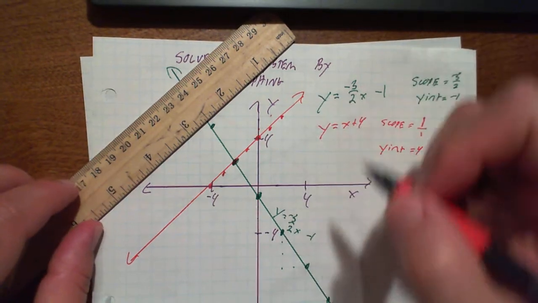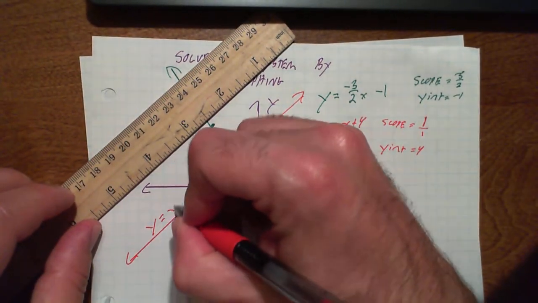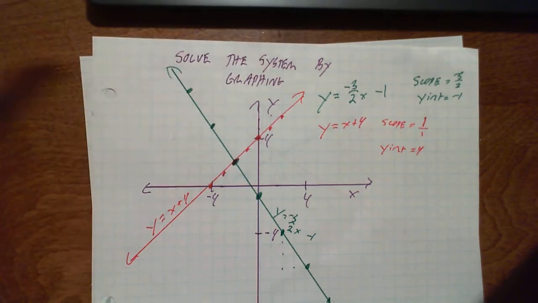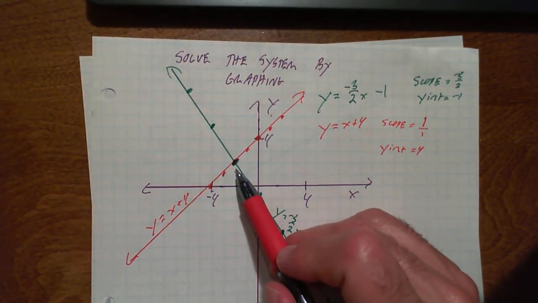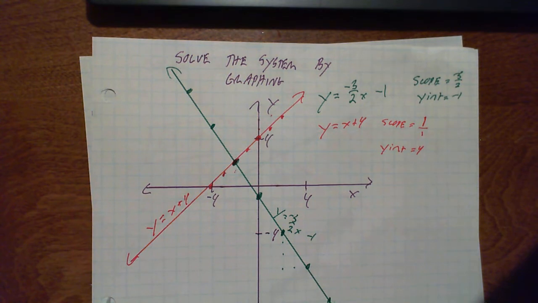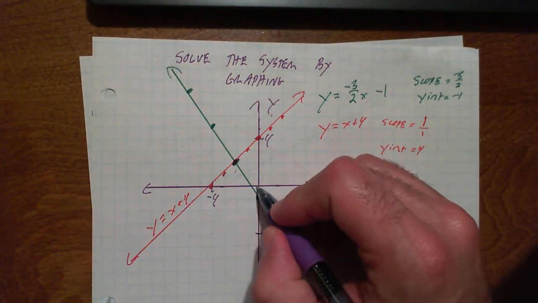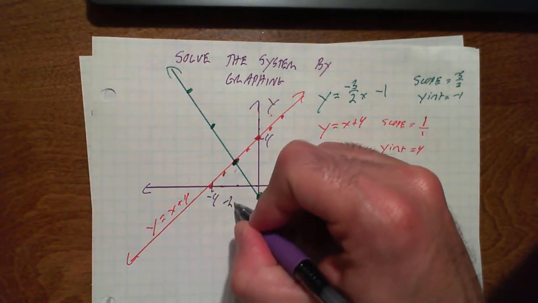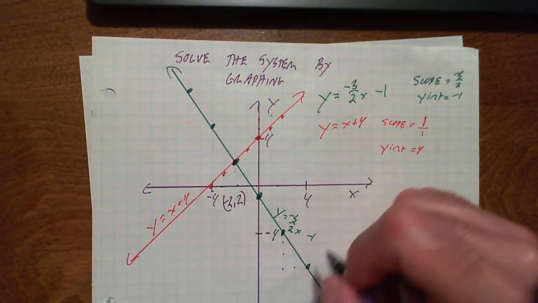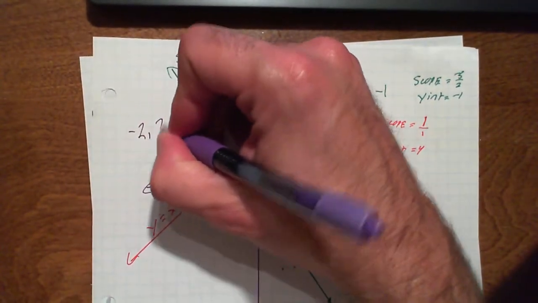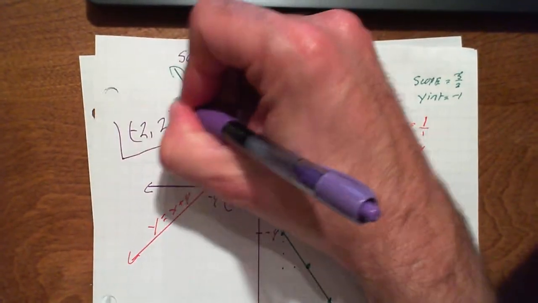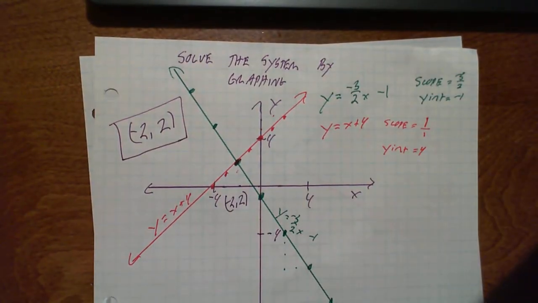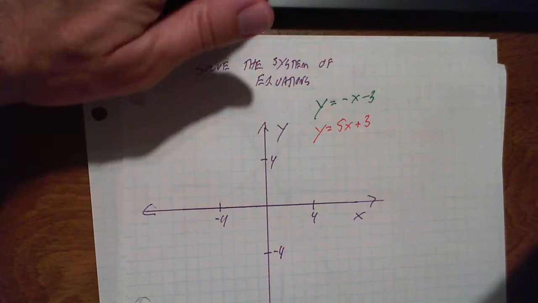And here, this is y equals x plus 4. What's my solution? What is that point right there? I go over 1, 2, negative 2, up 2. Negative 2, comma 2. That's my solution. The solution is negative 2, 2, and you would write it exactly like that. That is the solution of the system of equations.